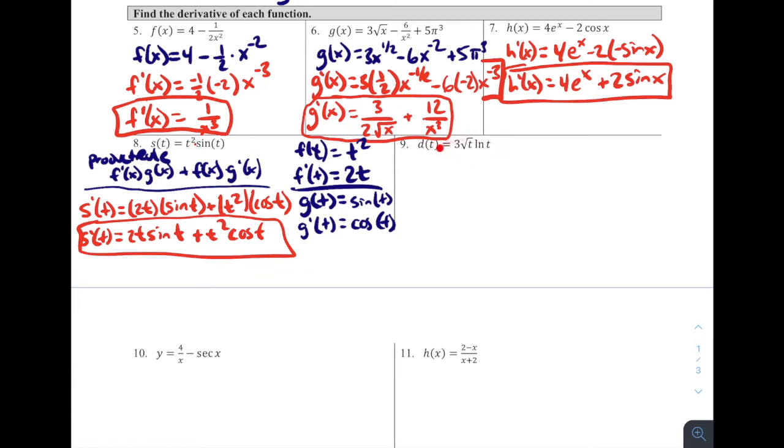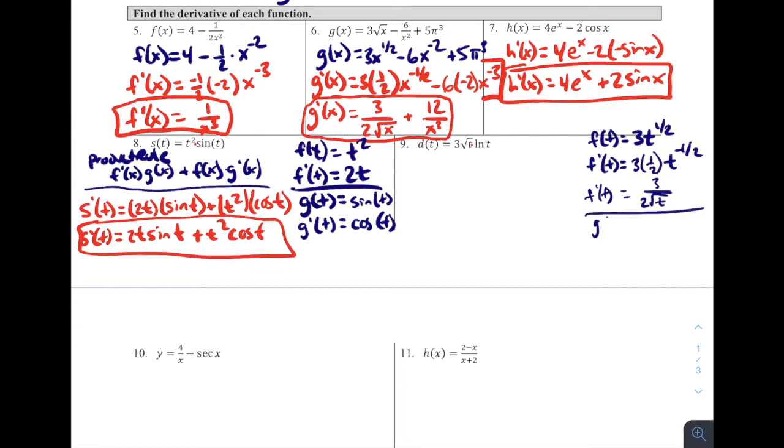This also looks like a multiplication where I've got 3 square root of t multiplying the natural log of t. So let's do our setup again. Our first function I'm going to call f of t in this case. That's going to be 3 square root of t, which we know is the same thing as 3t to the 1/2 power. And if we take the derivative of that, that means that f prime of t is going to be equal to 3 times 1/2 times t to the -1/2 power if we apply the power rule to that one. If we want to simplify that, that's going to be 3 over 2 square root of t. That's our f prime of t for this one.